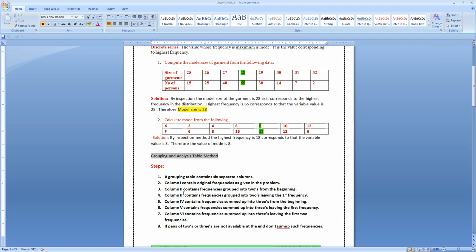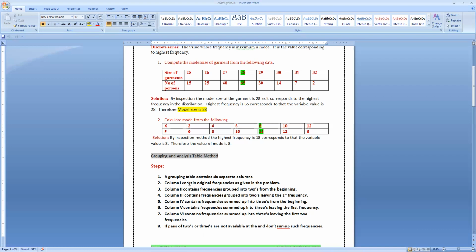The next step is column 2. What does column 2 contain? Frequencies grouped into 2's from the beginning. We have to add 2 frequencies together, and that is highlighted in column 2. Then the next step: column 3 contains, we leave the first frequency, then we start grouping 2 values again, 2 values of frequencies only. That is how we should group.